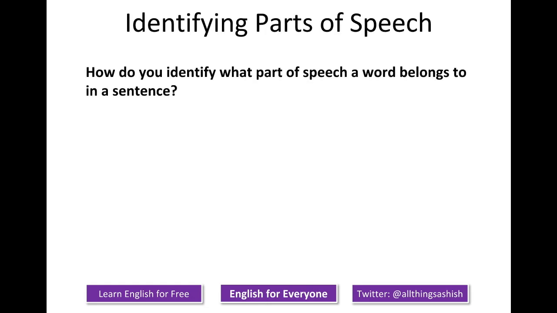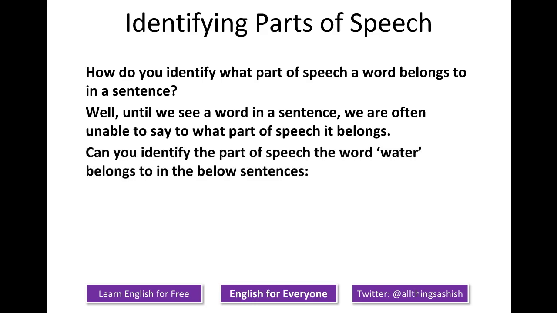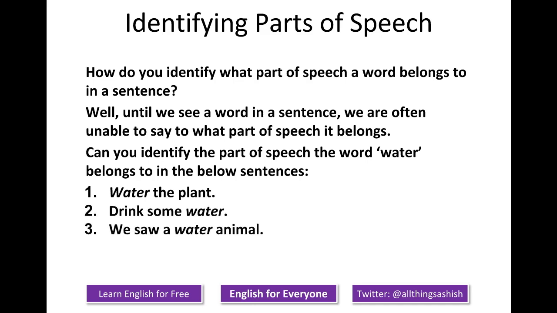So, how do you identify what part of speech a word belongs to in a sentence? Well, until we see a word in a sentence, we are often unable to say to what part of speech it belongs. Can you identify the part of speech the word water belongs to in the below sentences? Water the plant, drink some water. We saw a water animal.